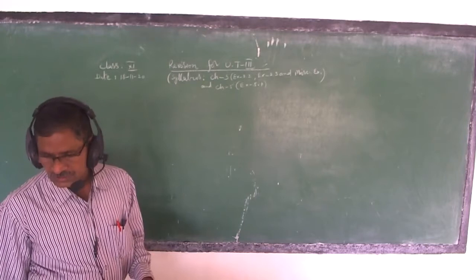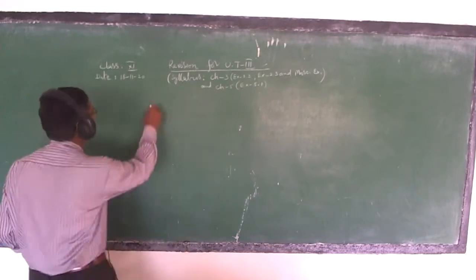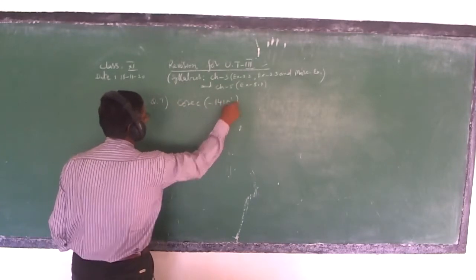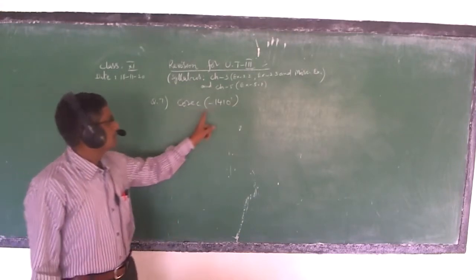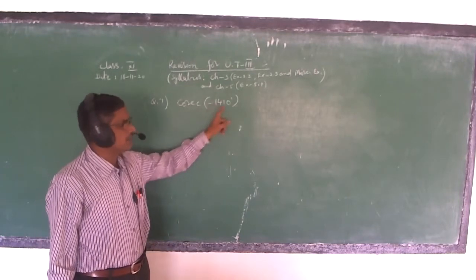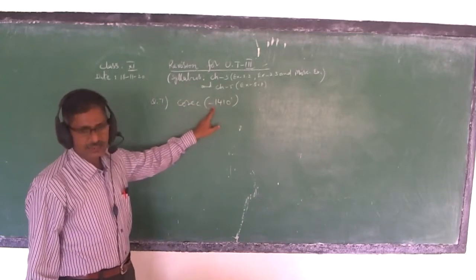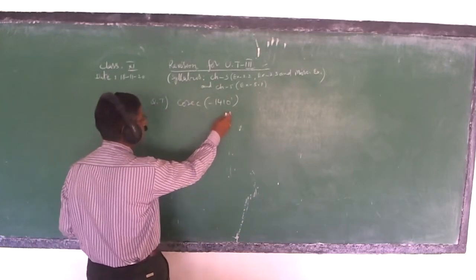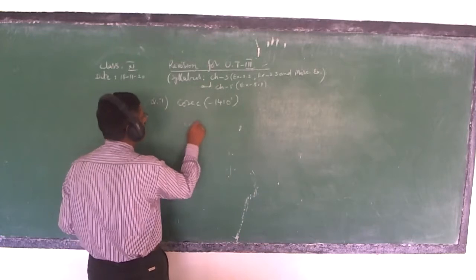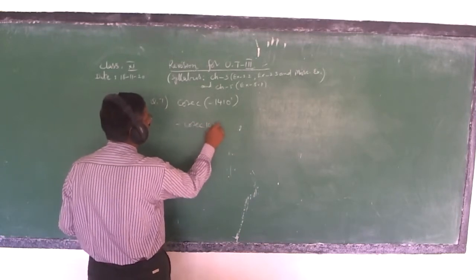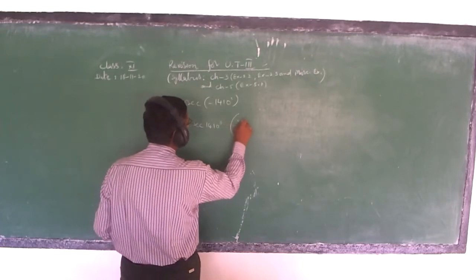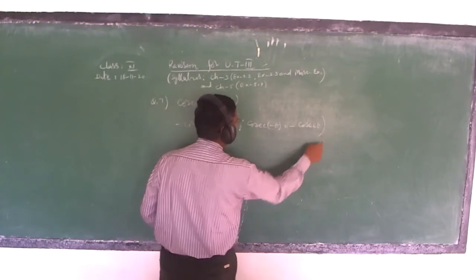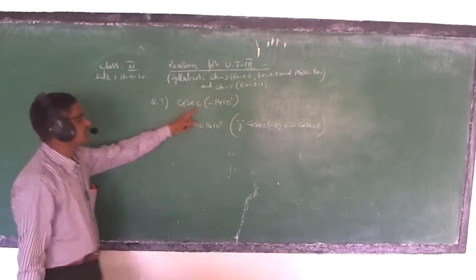Out of these questions, let us see question number 7: cosecant of minus 1410 degrees. Whenever the angle is given in this way, first of all, cancel this minus sign. Try to simplify this minus sign first. As we know, cosecant of minus theta is minus cosecant theta. So this is minus cosecant 1410 degrees, since cosec minus theta equals minus cosec theta. Due to this reason, we can write it in this way.